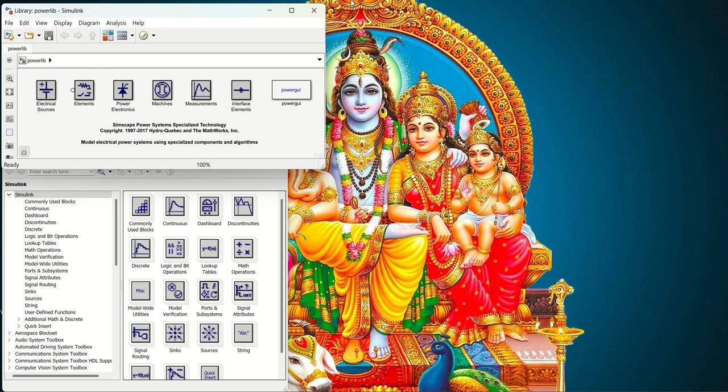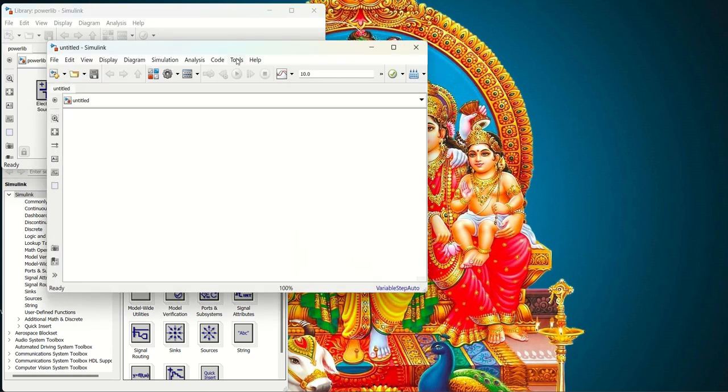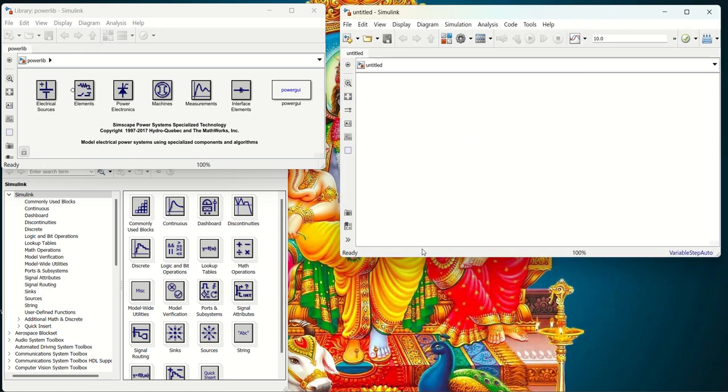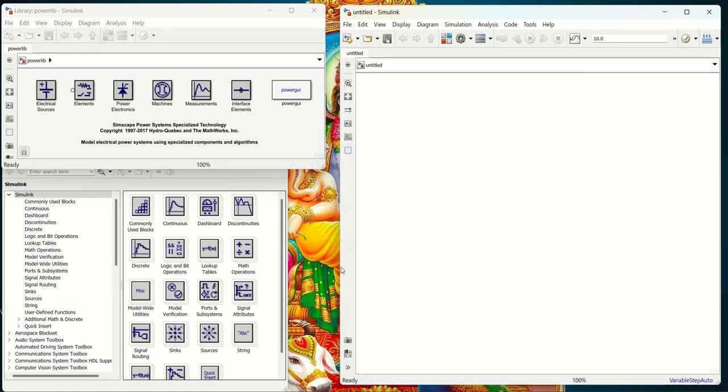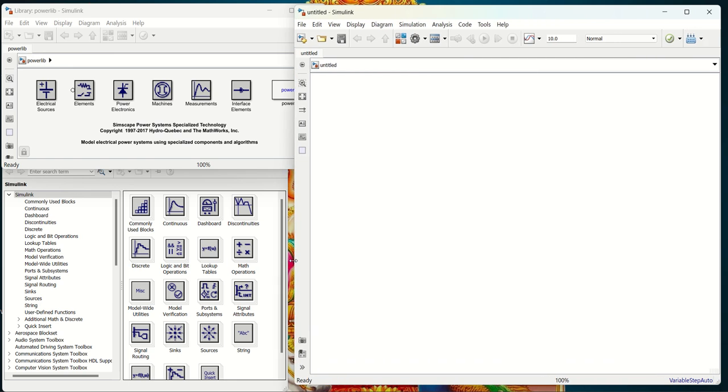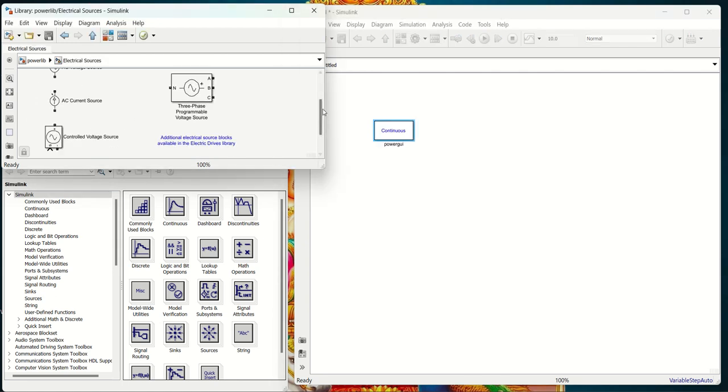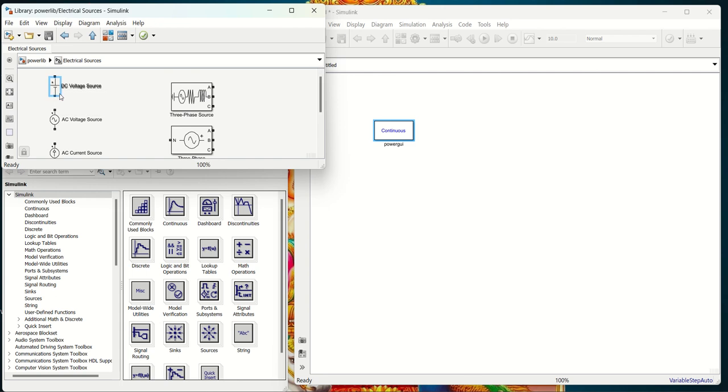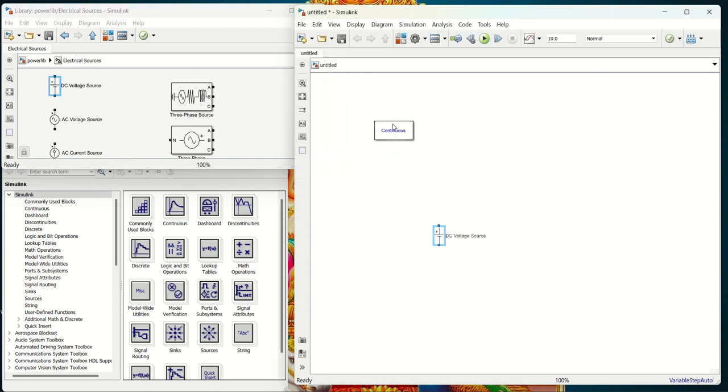Dear students, today we are going to discuss the three-phase inverter, and we are going to build a three-phase inverter in simulation. Okay, I have taken a blank model. So here I will take the powergui. Now I will take the source. Since it is an inverter, your input source will be DC.